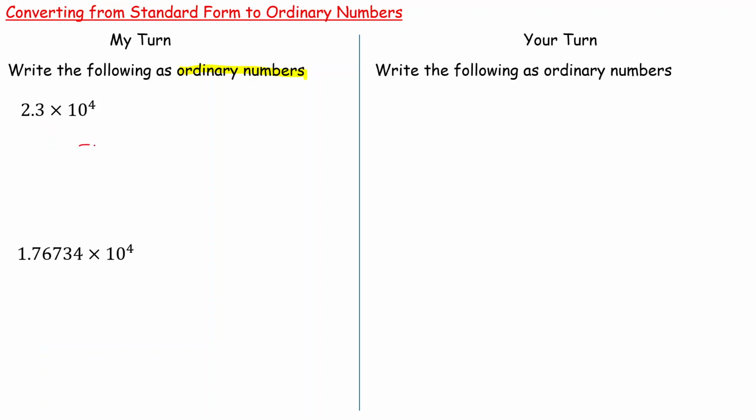The way that we do this is we take our number, which is 2.3, and you can think of it as your decimal point moving this many places forwards. 4. It doesn't actually move in reality.